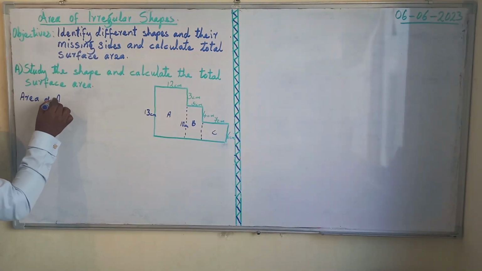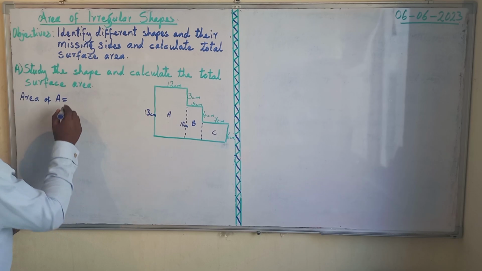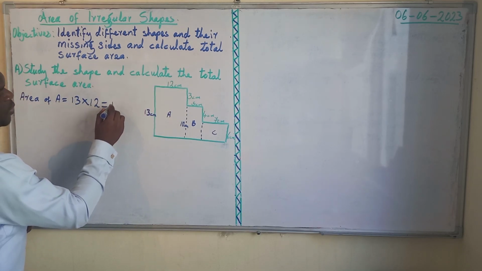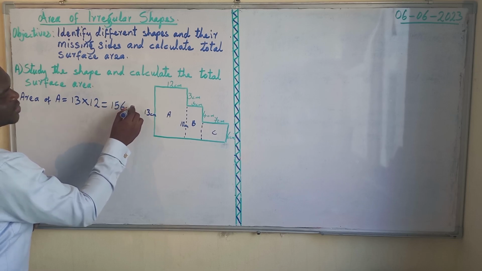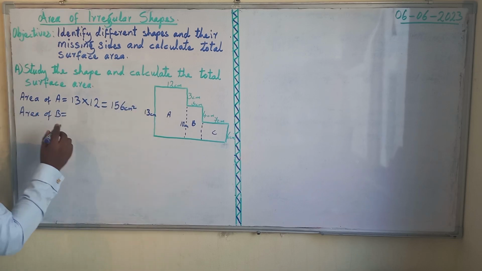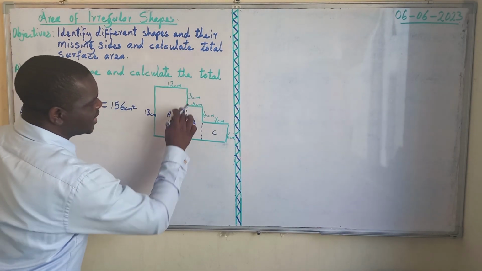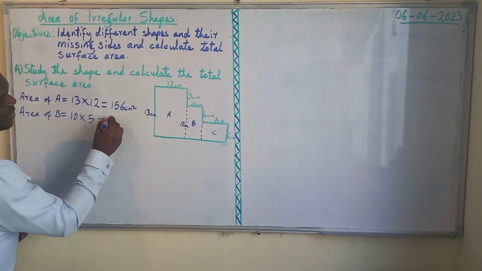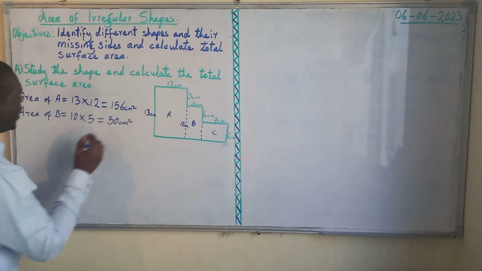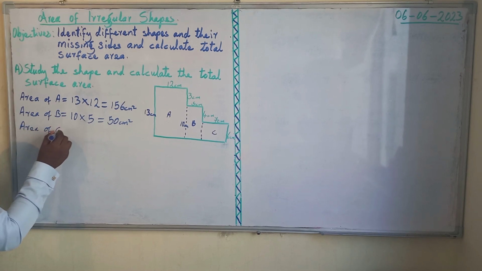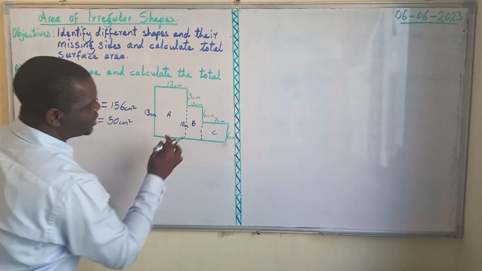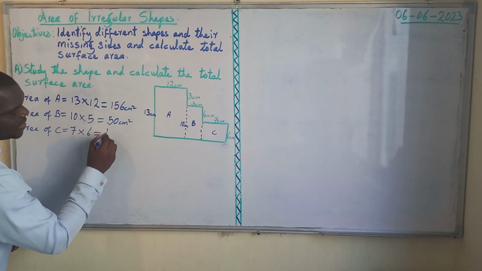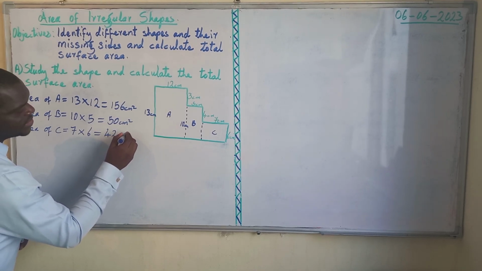Area of A is equal to, so our length here is 13 times the width, which is 12. And here our answer will be 156 centimeters square. Area of B will be equal to, B we have a longer side and a shorter side. The longer side is 10 and the shorter side is 5. 10 times 5 is 50 centimeters square. And C, area of C. Here we have a longer side and a shorter side. The longer side is 7 and the shorter side is 6. So 7 times 6 is 42 centimeters square.